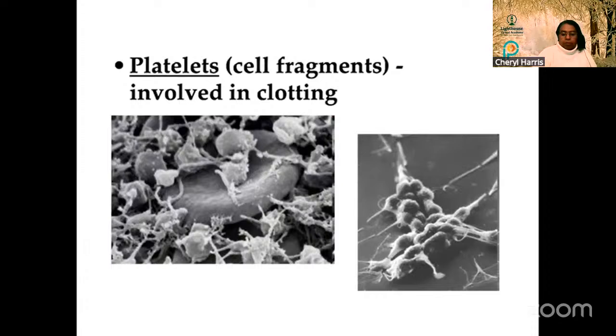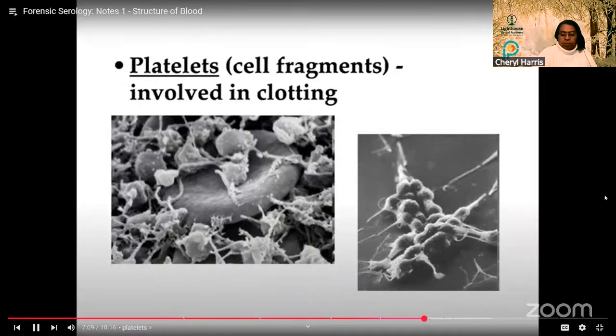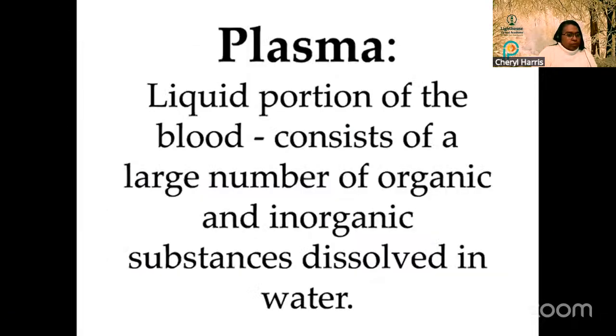Platelets are the main thing involved. Okay, so that covers the three cells: red blood cells, white blood cells, and platelets. Now let's look at the plasma. The plasma is the liquid portion of your blood, and there are a large number of organic and inorganic substances that are dissolved in essentially water.